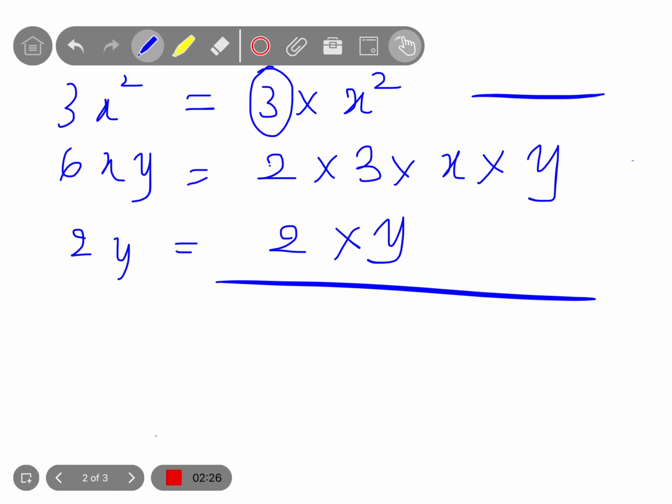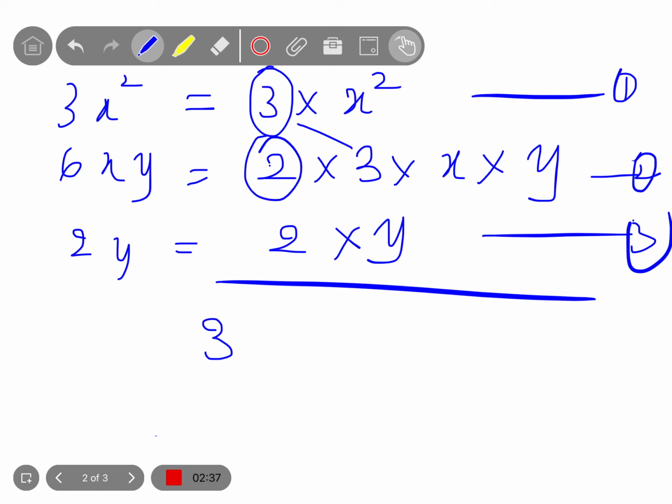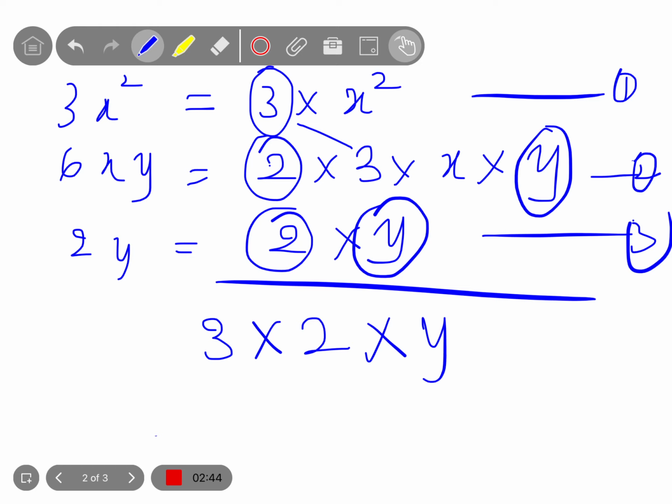Among all three statements here, all three literals 1, 2 and 3, we only find 3 as the highest power, so we only take one of that. And for 2, again we only see that as the highest power, so we only take that. For y also we only take that, but for x we take the highest. So that's what it means, we have to take that. So the least common multiple is 6 x square y. So this is how you calculate that.